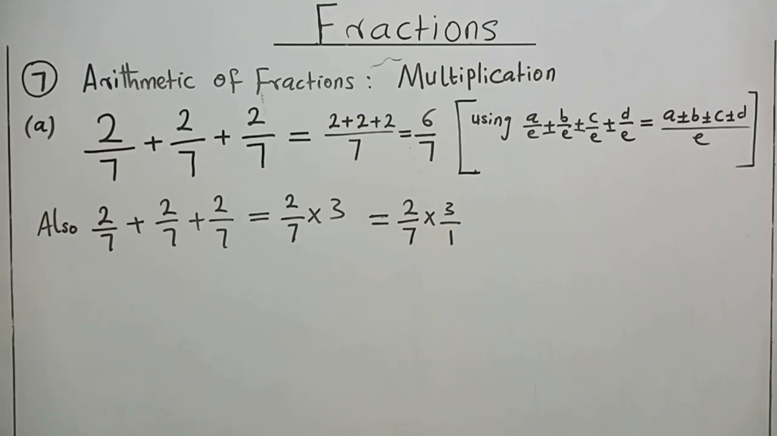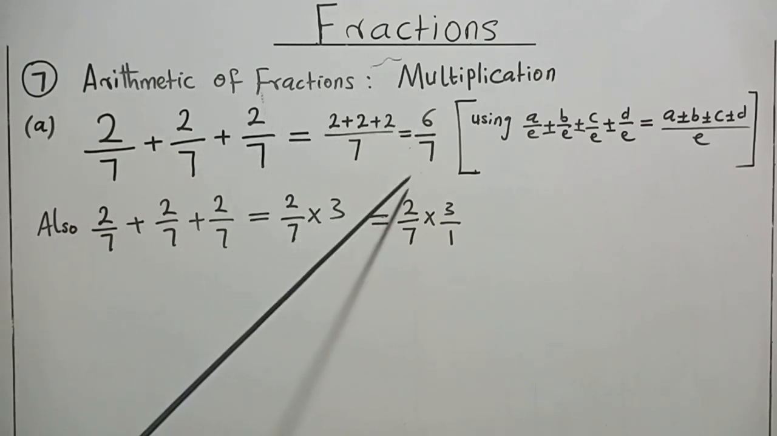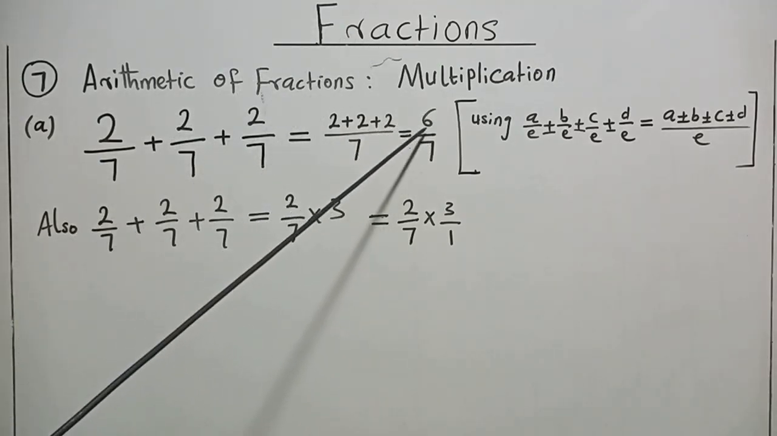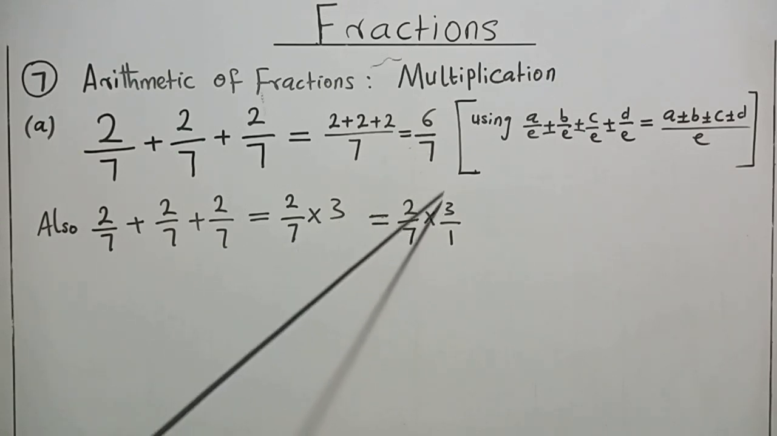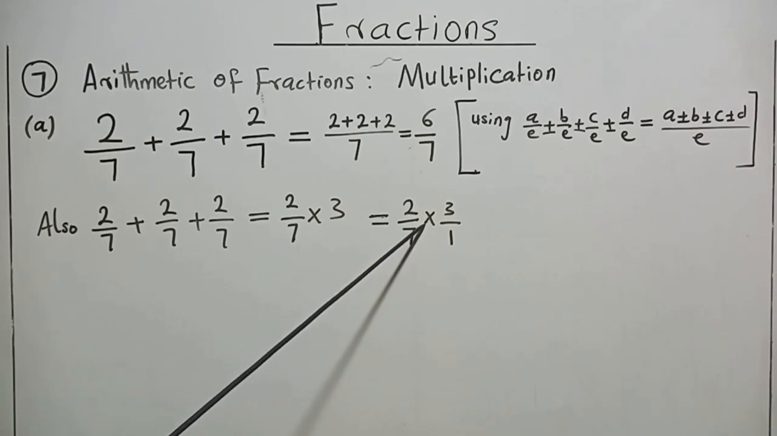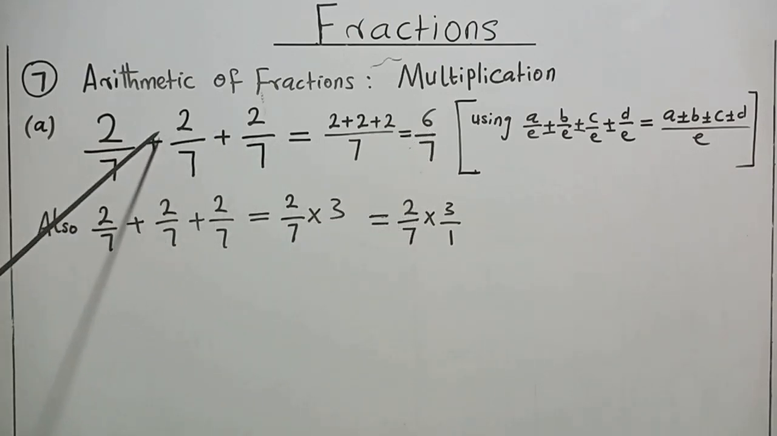The implication, therefore, is that 6 over 7 and 2 over 7 times 3 over 1 are the same. They have the same value, but they are written in different forms. Because of that, I will just equate this to this, or this to this. Please follow me as I equate this result to this result, since both come from the same number operation.